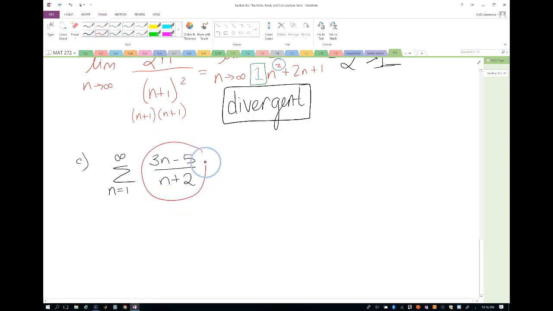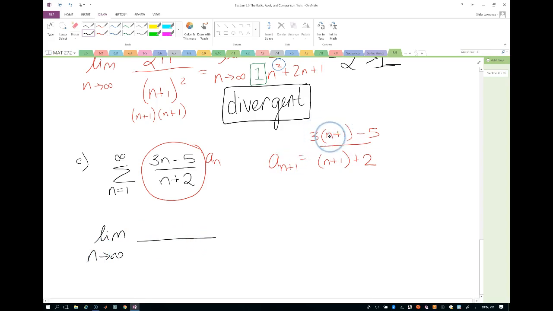So what they give us is the a sub n. And then we need to write out what a sub n plus 1 is going to look like. So I'm going to replace the n's with n plus 1's. And when I go to stack these in my limit, I'm going to simplify them a little bit. So we want a sub n plus 1 on top. That's really 3n plus 3 minus 5, which is 3n minus 2. And here we have n plus 1 plus 2, which is n plus 3. In the denominator, we put the original a sub n, which is 3n minus 5 over n plus 2.